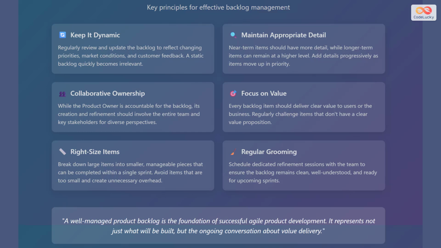Encourage collaborative ownership, involving the entire team and key stakeholders in its creation and refinement for diverse perspectives. Focus on value, ensuring every backlog item delivers clear value to users or the business. Right-size items by breaking down large items into smaller, manageable pieces completable within a single sprint and avoid items that are too small and create unnecessary overhead. Schedule regular grooming sessions with the team to ensure the backlog remains clean, well understood, and ready for upcoming sprints.